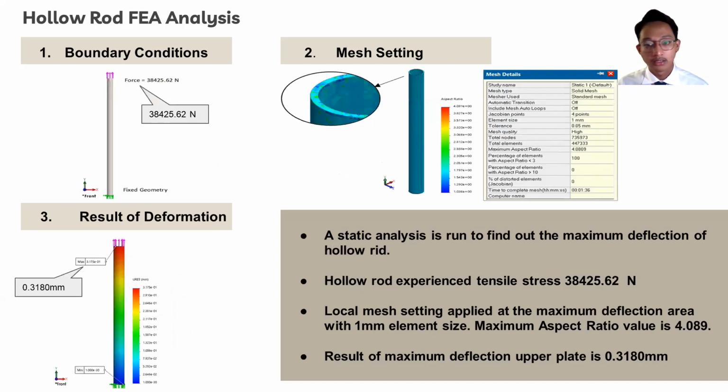Next is the hollow rod analysis, with a maximum deflection of 0.3180 millimeter, also quite near to the theoretical analysis. The local mesh setting is also applied at the maximum deflection area with a 1 millimeter element size, and the maximum aspect ratio is quite low, 4.089. So it indicates that the result of this analysis is reliable.